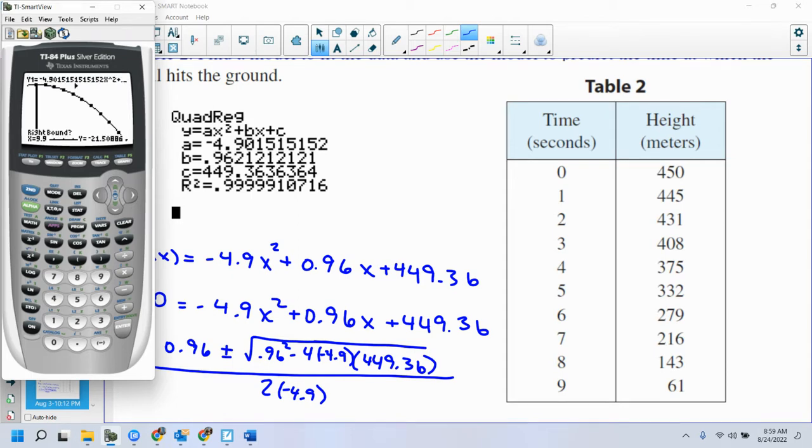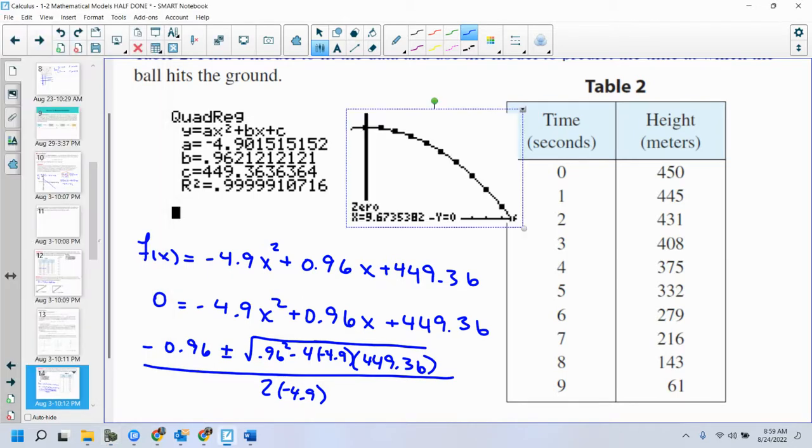Still going. Okay, and then it's just going to make you guess. So basically hit enter a couple of times. And there it is. 9.67 seconds. That is when the ball will hit the ground.